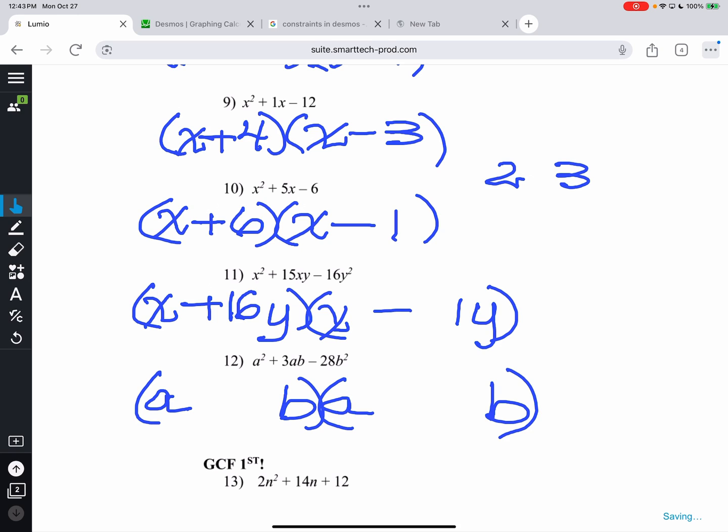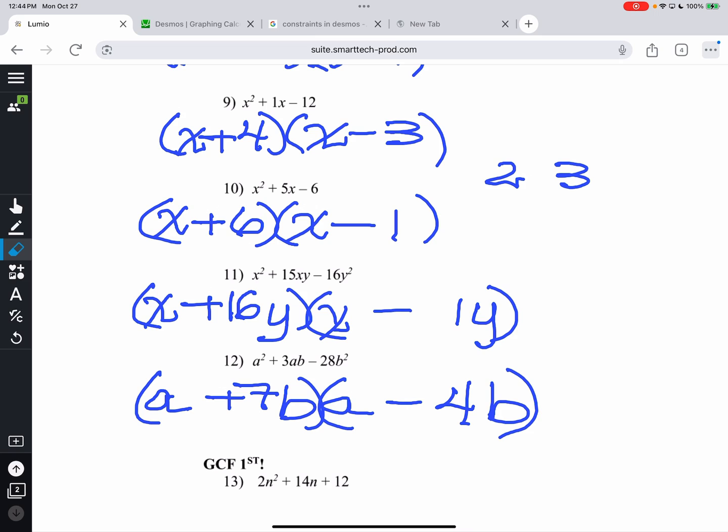So, two factors that equal 28, that when you subtract you get 3. 7 and 4, which one's positive? The 7. Oops, I put minus 3. There. Are we good? Is it making sense? Anybody need a further little explanation?